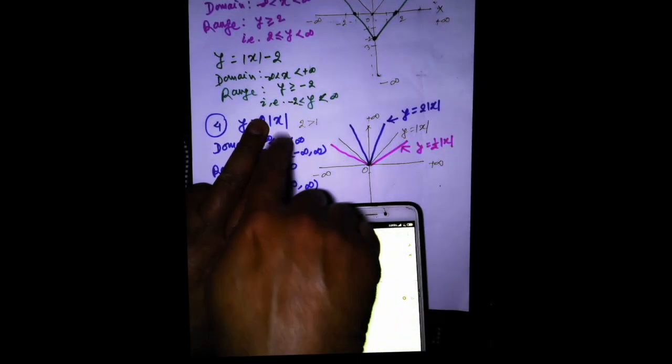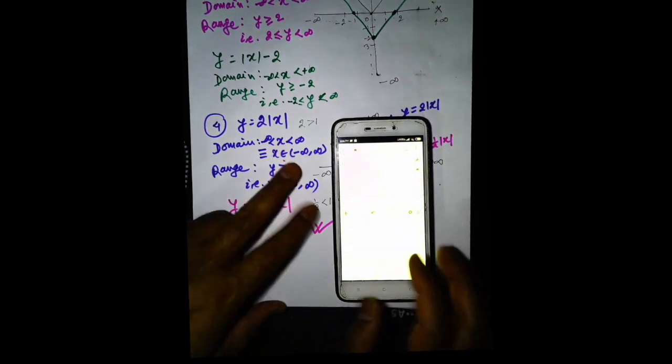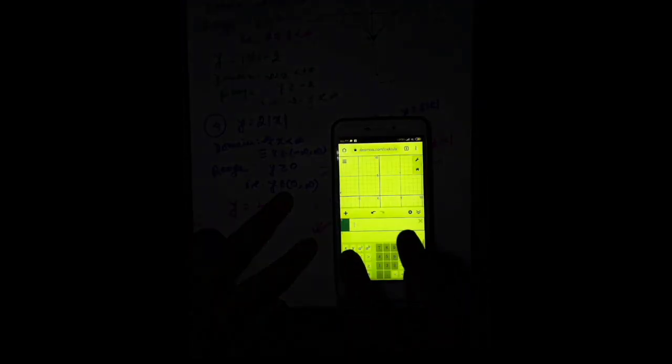So first of all, because I started the graph by using only absolute x, I will try the graph for absolute x. Here the graph for absolute x is: I put the absolute sign here and x. So this is the graph for absolute x. You can see it clearly.